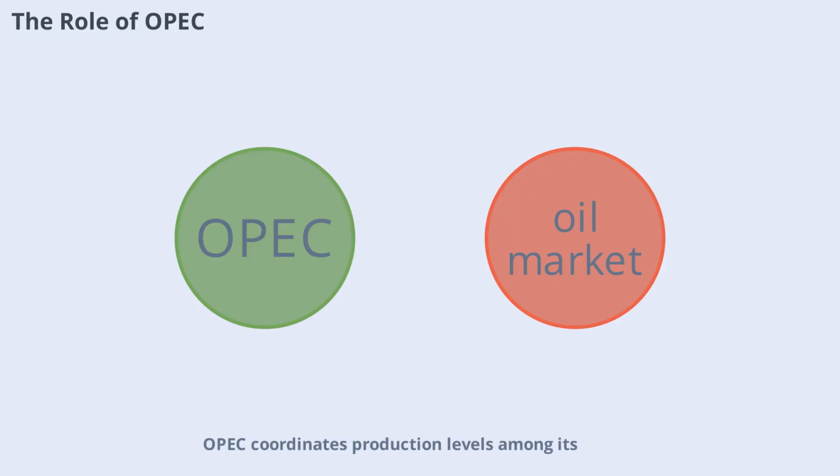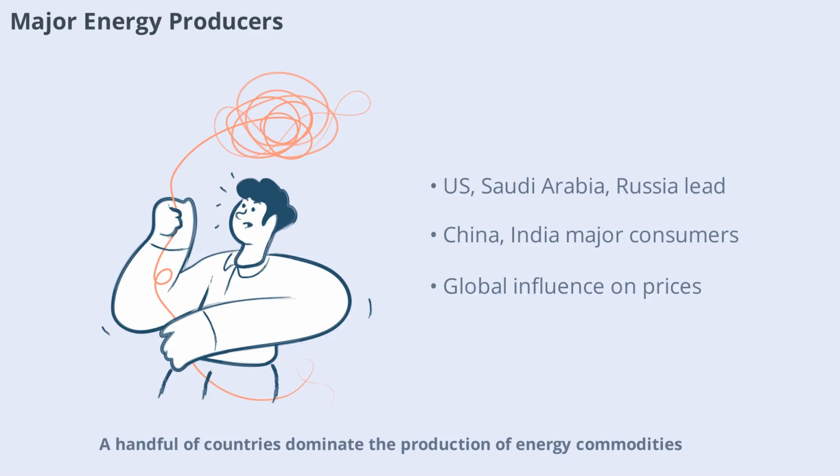The Organization of the Petroleum Exporting Countries, or OPEC, is a group of major oil-producing nations. OPEC coordinates production levels among its members to influence global oil prices. By increasing or decreasing output, OPEC can help stabilize markets or respond to changing demand. The group's decisions are closely watched by traders, governments, and consumers worldwide, as they can have immediate effects on oil prices.